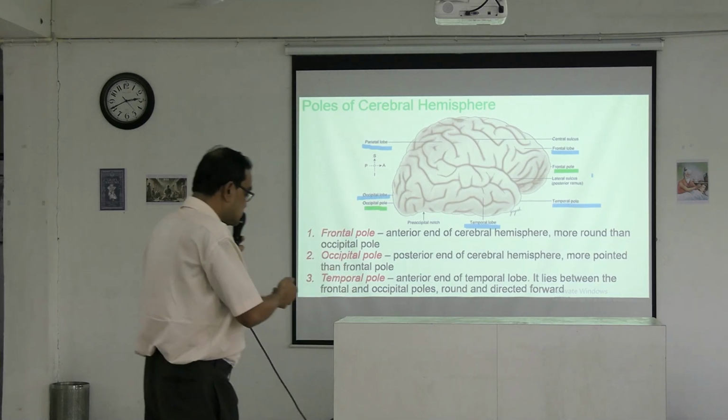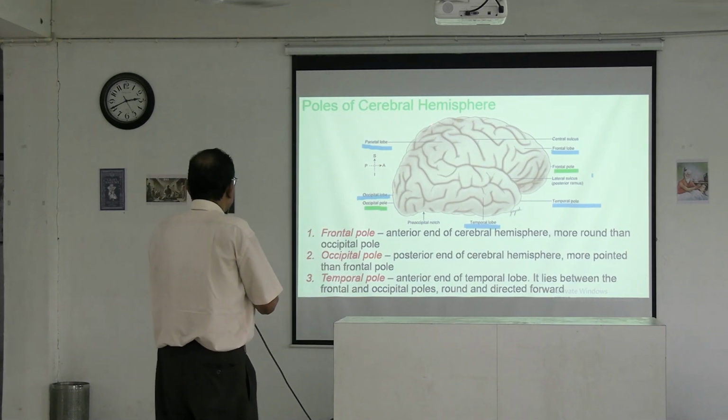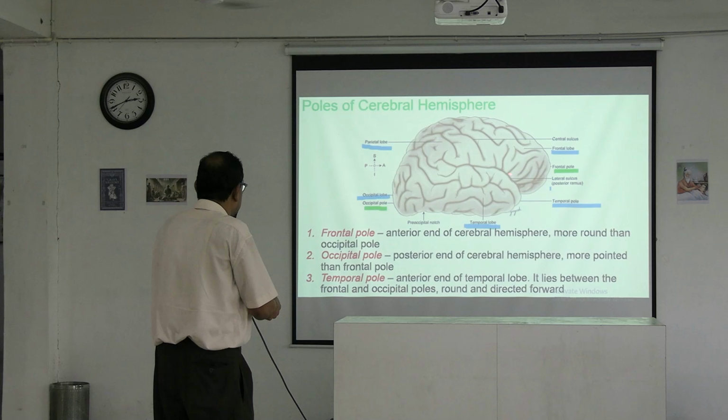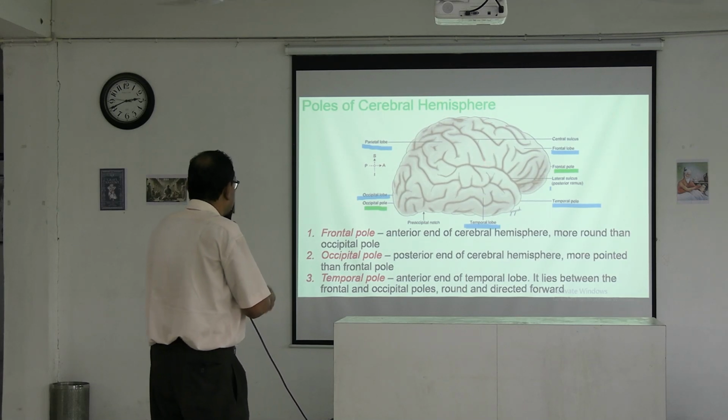And it starts from the superomedial border and it runs down and obliquely and it goes up to, we know there is another sulcus which is called the lateral sulcus. It goes towards the lateral sulcus. So this is called the central sulcus.